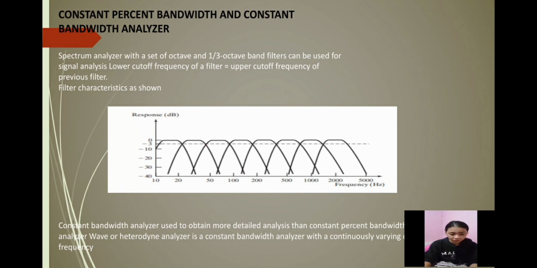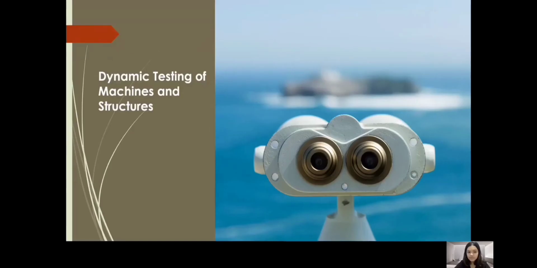A spectrum analyzer with a set of octave and 1/3 octave band filters can be used for signal analysis. The lower cut-off frequency of a filter equals the upper cut-off frequency of the previous filter. Filter characteristics are as shown in the picture. A constant bandwidth analyzer is used to obtain more detailed analysis than a constant percent bandwidth analyzer. A wave or heterodyne analyzer is a constant bandwidth analyzer with continuously varying center frequency.